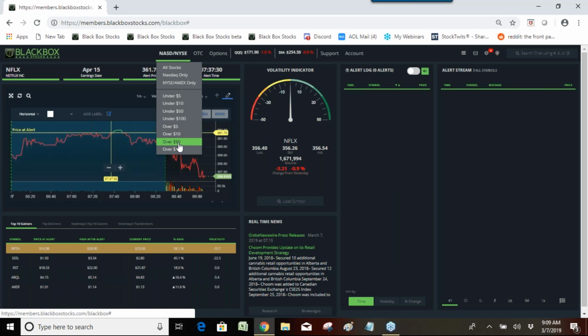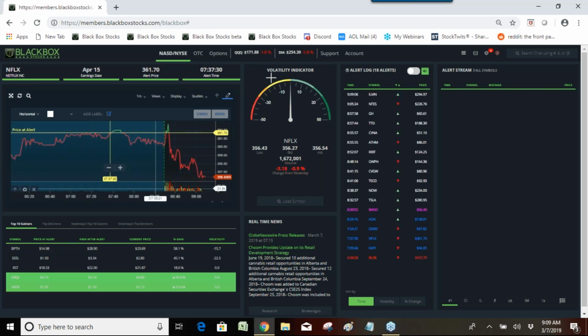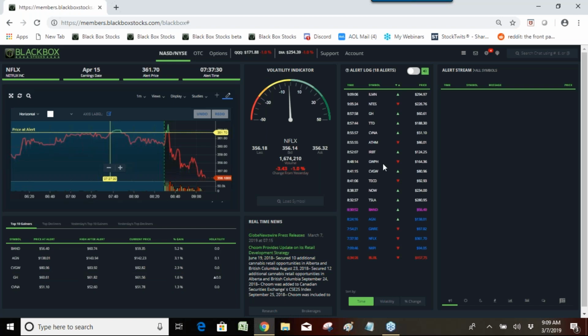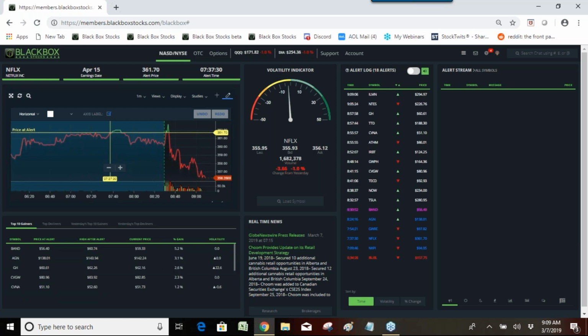And that changes my complete alert log over here, my complete everything. So all of a sudden I've got 18 alerts for stocks over 50. I've only got this many over here. Because mainly I trade options, this way I can go look at what's moving for the day quickly and see if I can get an options move off of it. So that's the filter for that.